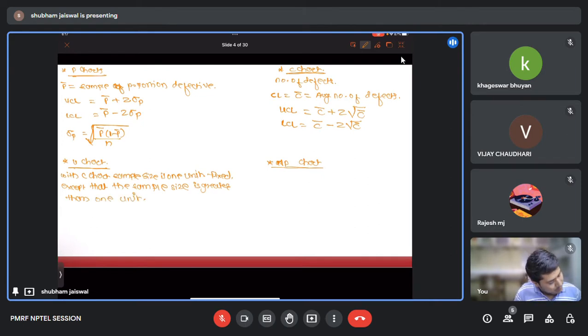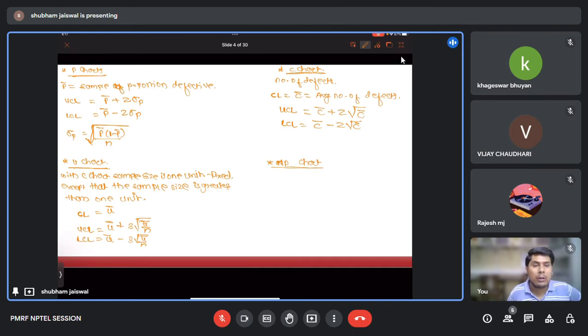Okay, and the central line, upper control limit and lower control limit are given by the formulas. This is U bar, plus 3 under root of U bar by n, and U bar minus 3 under root of U bar by n.